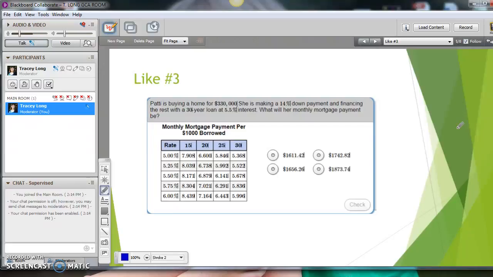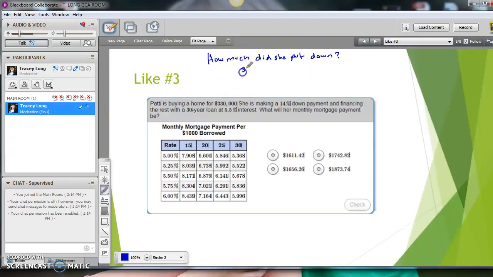Well, to find out her monthly mortgage payment, what do I need to know first? I'm going to need to know how much she borrows, right? So let's find out how much she borrowed. I know that the house cost $330,000. Let's do how much she put down. That's her down payment. So that's going to be my first step.